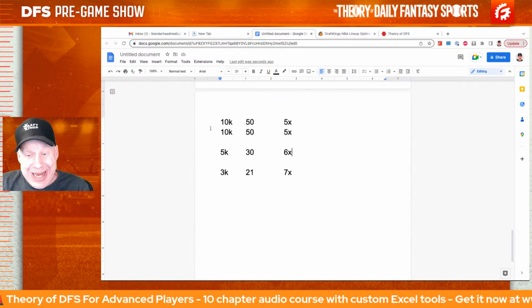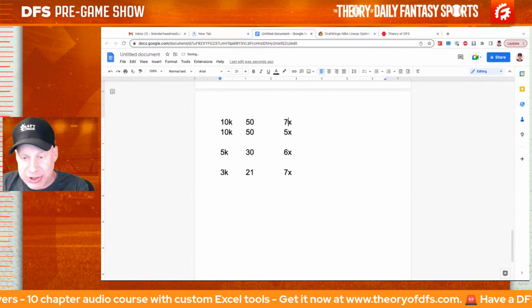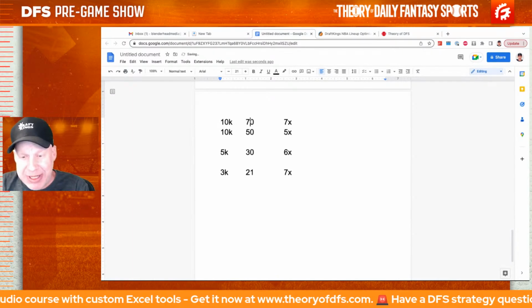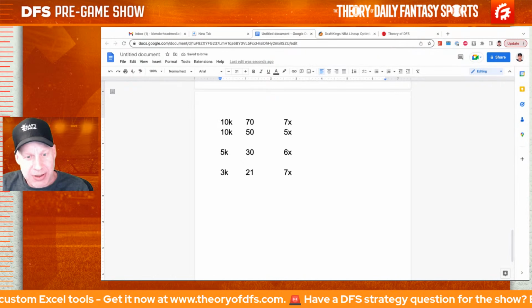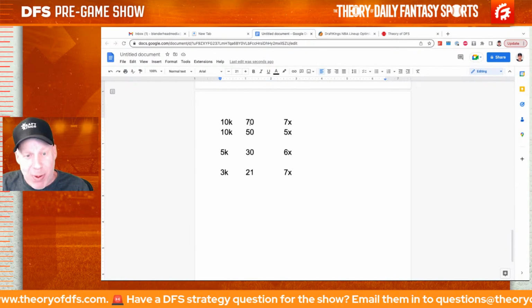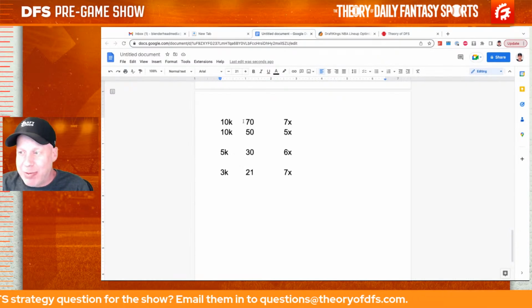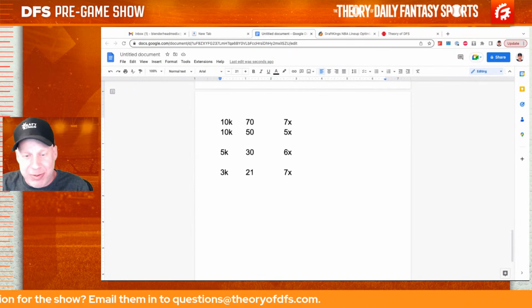Now imagine the 10K guy with a 7x projection. 70 median. That would be amazing. Dude, I'm going to play that guy all the time, because not only are his raw points high, his point per dollar is ridiculous also. They would be high owned. You'd be jamming that guy in.